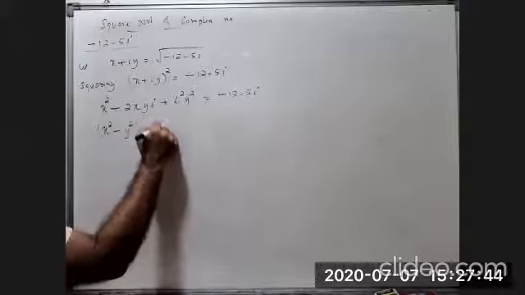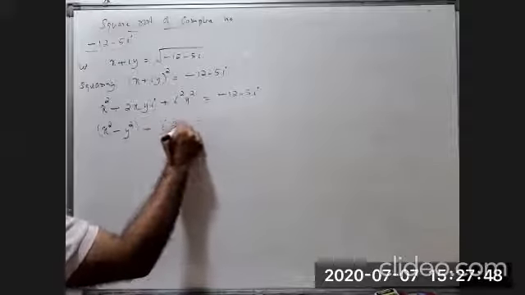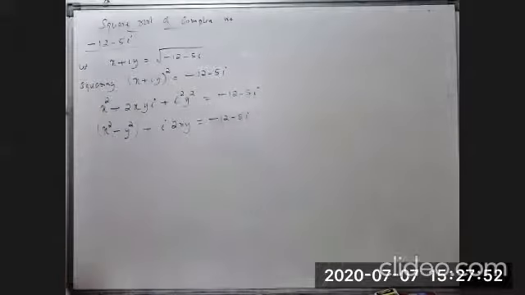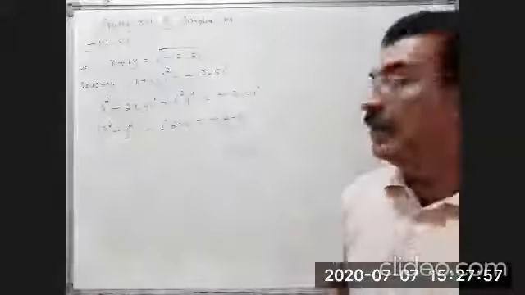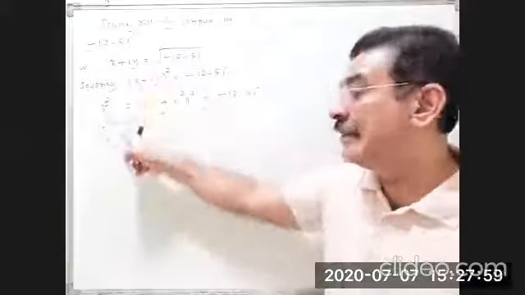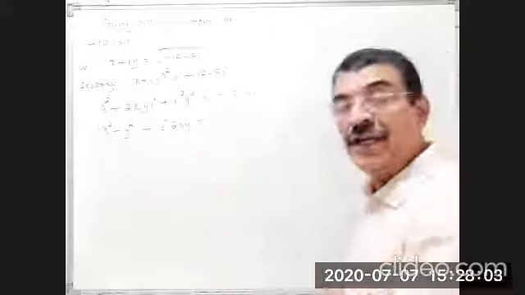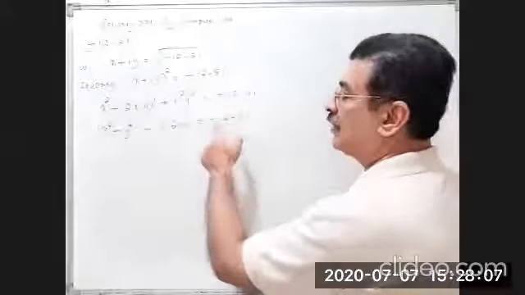Plus i into 2xy is equal to minus 12 minus 5. See, the left hand side in all questions, the expansion, will remain the same. Only the right hand side will be different. The only difference will be in these two numbers. Here the numbers are minus 12, minus 5.